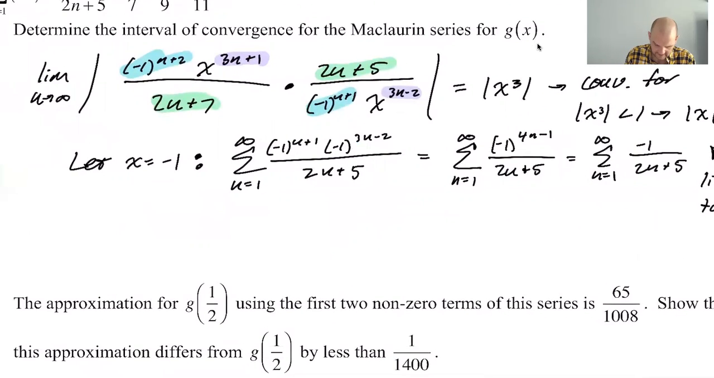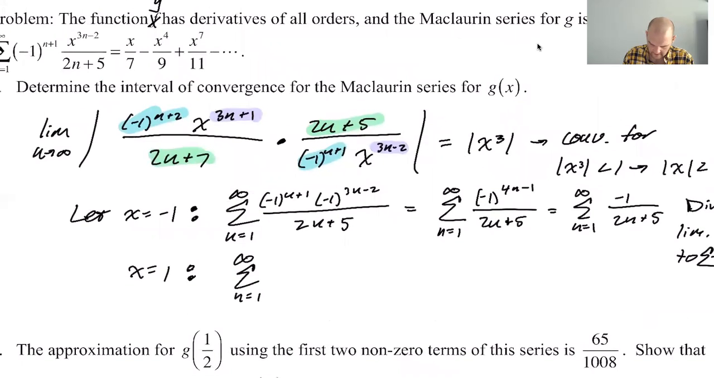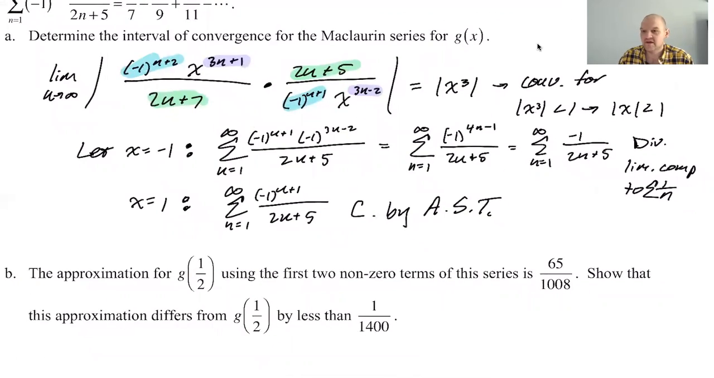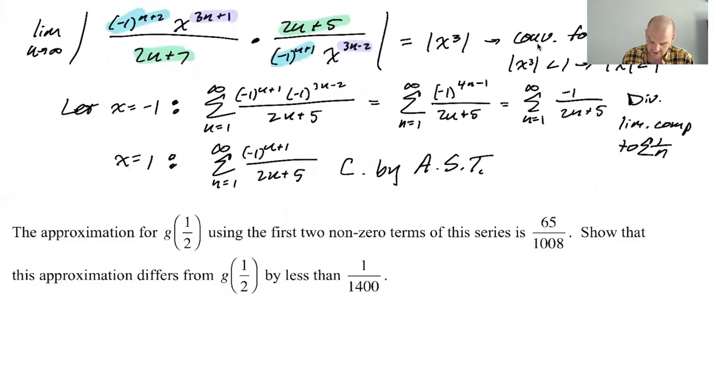And then if we let x equal 1, what do we get? N equals 1. You have -1 to the n plus 1 over 2n plus 5. This converges by the alternating series test. You can apply the test if you want, but at this point, usually you can just say it. And so that's what I'm doing. I'm saying that it just does.